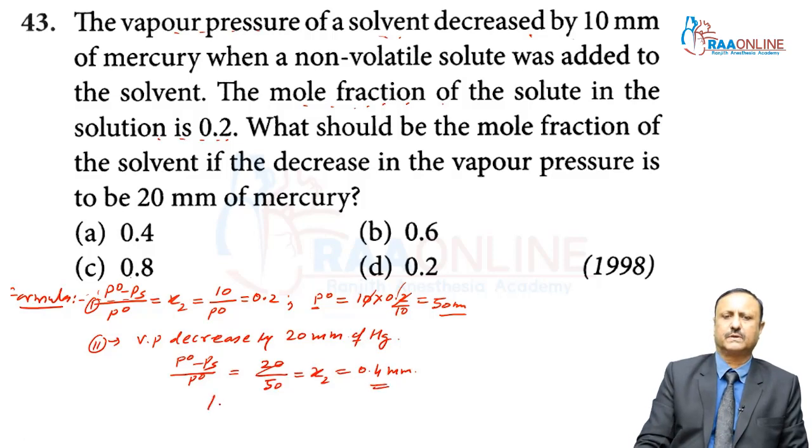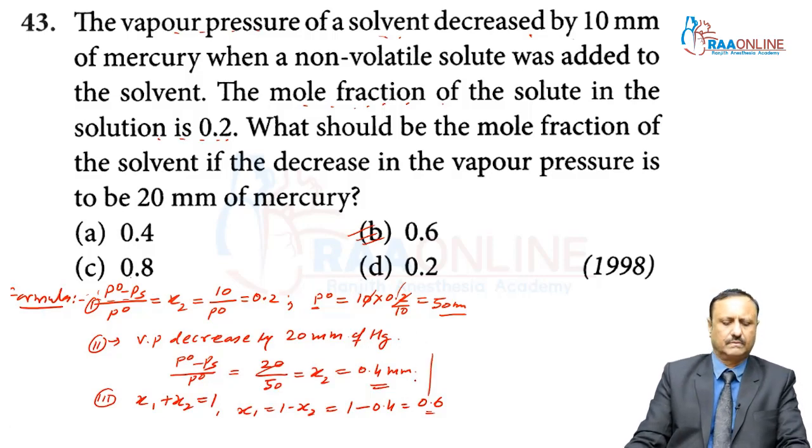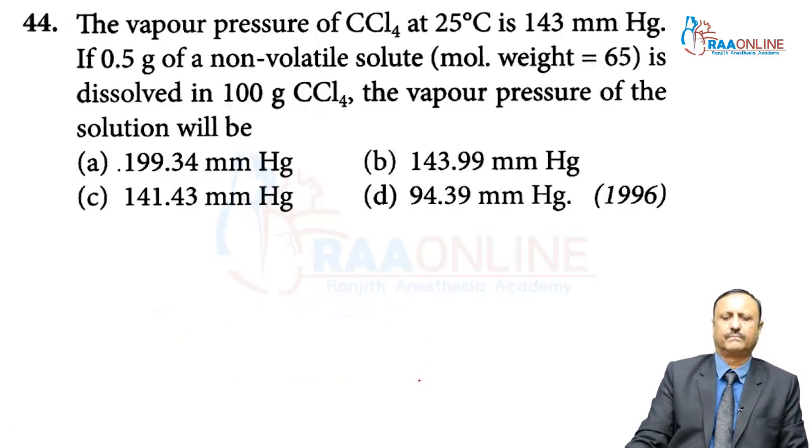Here, mole fraction of solvent, we can see the formula, that is the third formula: x1 plus x2 equals 1, and x1 is equal to 1 minus x2. So you can get 1 minus 0.4, which is 0.6, and you can go to 0.6 in this question. Now, my dear students, we can go to question number 44.